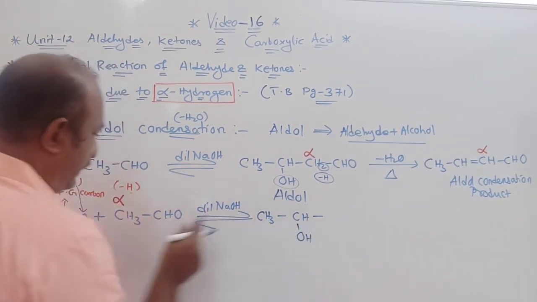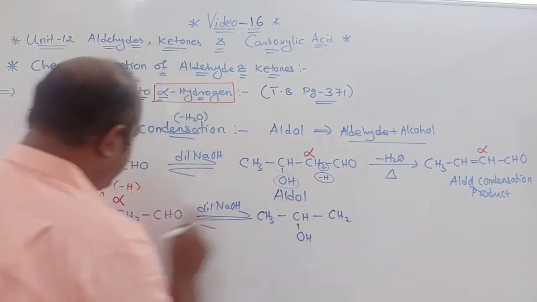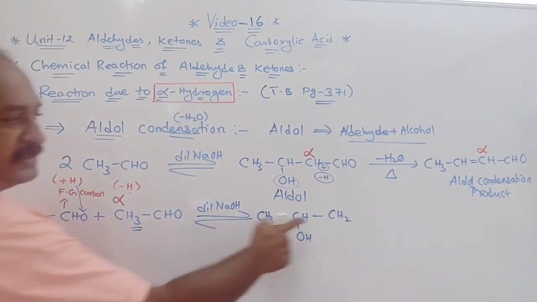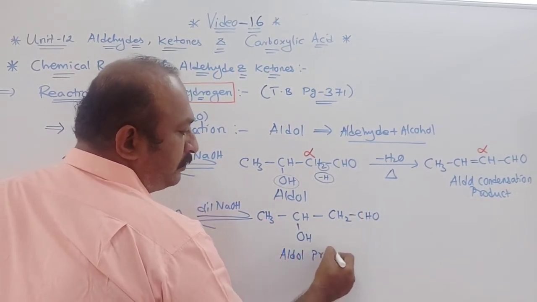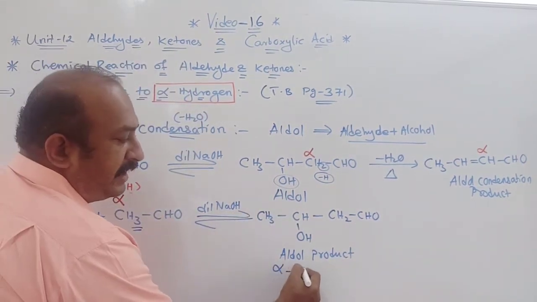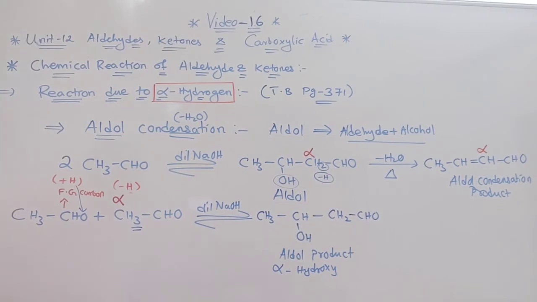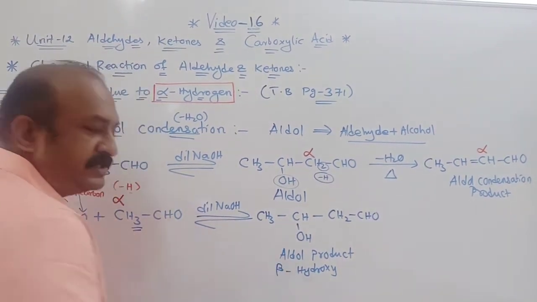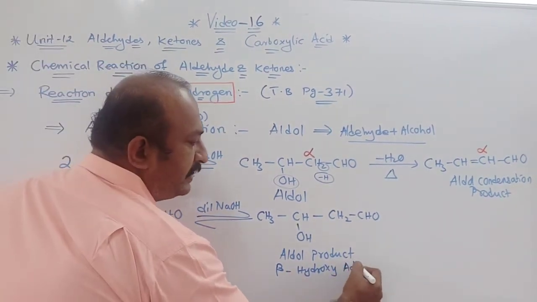So what you will get here is OH. Then from this CH3, one hydrogen is removed, so I will write CH2 from this carbon. Here 3 was there, now 2, and then CHO. So this is your aldol product. Now the name of this is also alpha hydroxy, sorry, just a minute. In your textbook, beta hydroxy is the word given. In your textbook it is given beta hydroxy aldehyde. So this is beta hydroxy aldehyde.